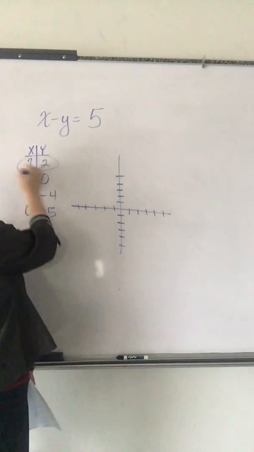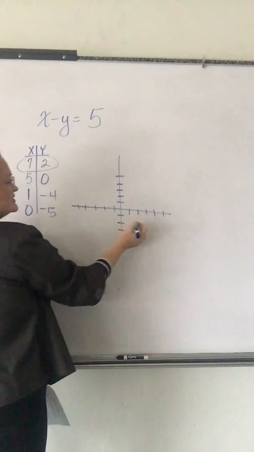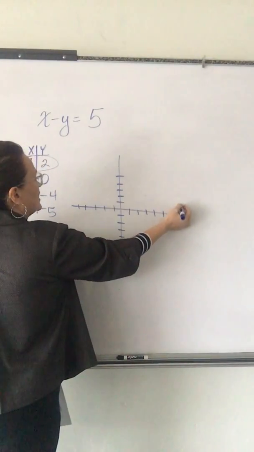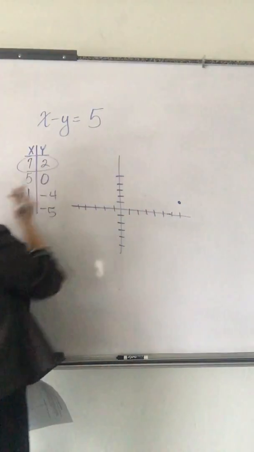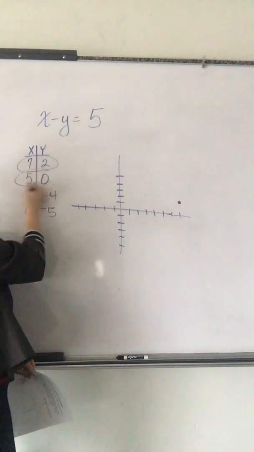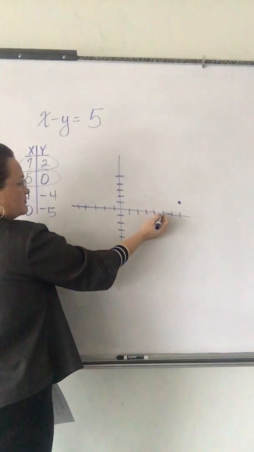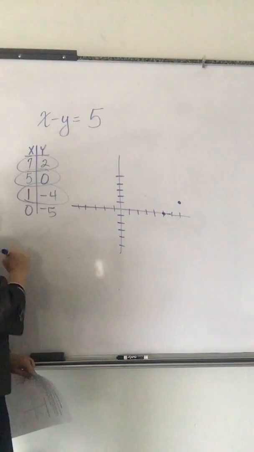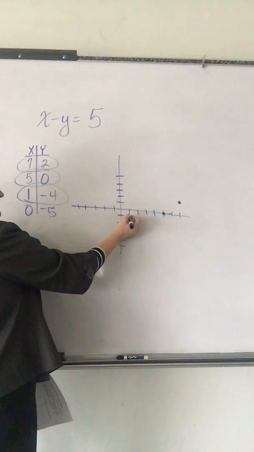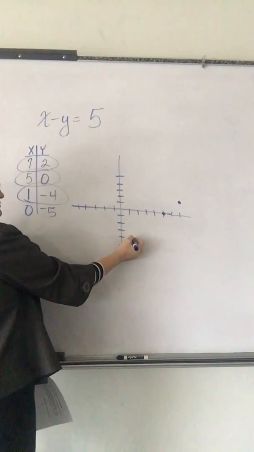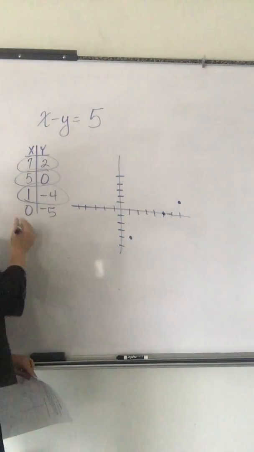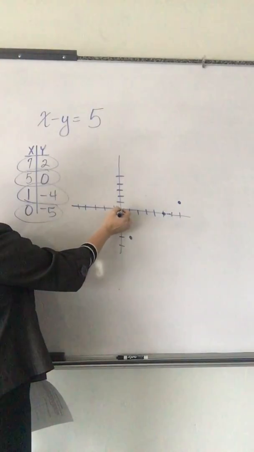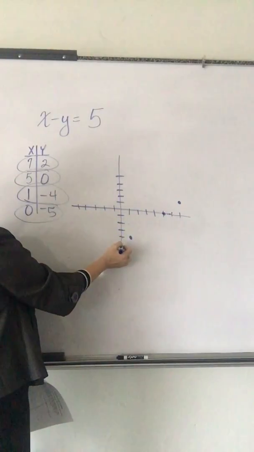All right, so the first point is 7, 2. So that's x is 7, so 1, 2, 3, 4, 5, 6, 7, and then up 2, 7, 2. The next point is 5, 0, so that's 1, 2, 3, 4, 5, and then 0, we'll keep it on the axis. 1 and negative 4, that's over 1, and then down 1, 2, 3, 4. Looks like they're lining up, that's good. 0, negative 5, 0 for x is here, then 1, 2, 3, 4, 5.